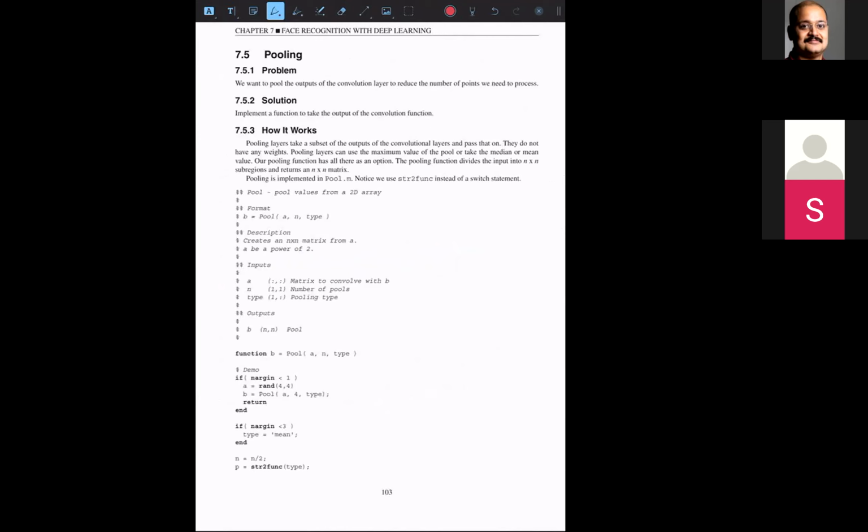The next part is the pooling. So why is this pooling required? Pooling is required so that we reduce the number of points in the convolution layer. In other words, if you want to reduce the processing, what do pooling layers do? They take a subset of the output and then pass it on. So basically you are operating on a small set, and whatever output you get, you pass it on. And at this point, I would like you to open this function, which is called pool.